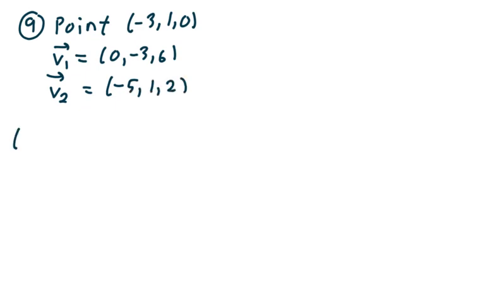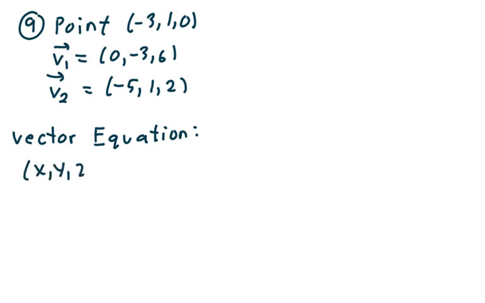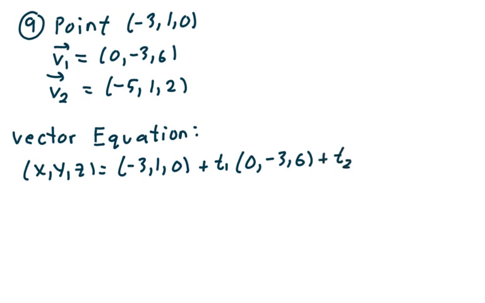Let's do the vector equation first. I'm going to go (x, y, z) is equal to the point, which is in fact the position vector of the point, plus t1 times (0, -3, 6), plus t2 times (-5, 1, 2). And you're done.